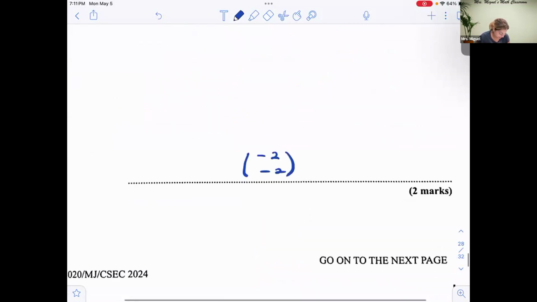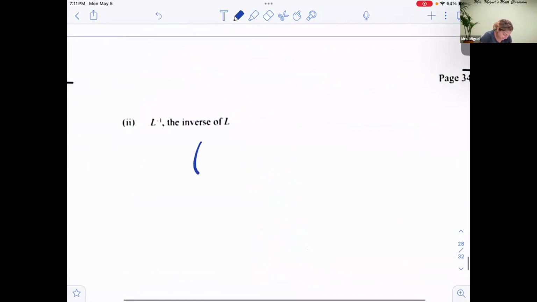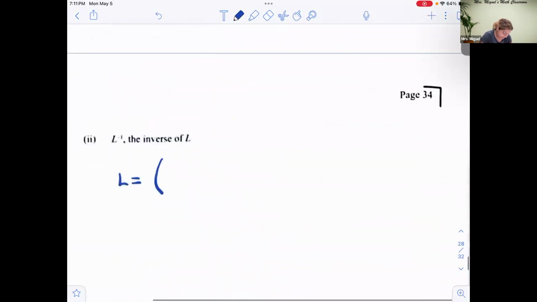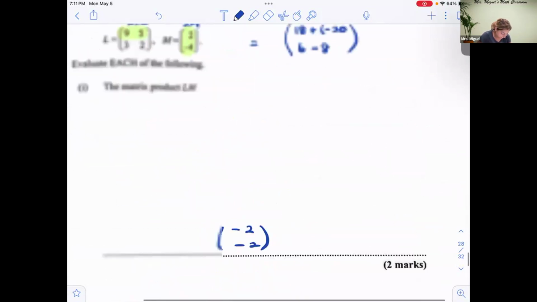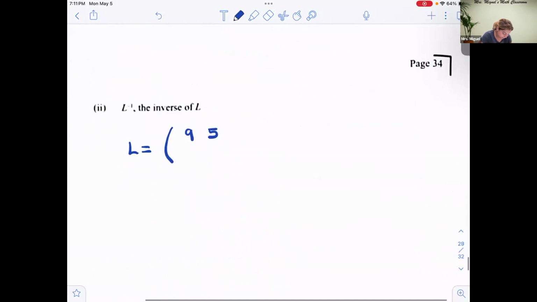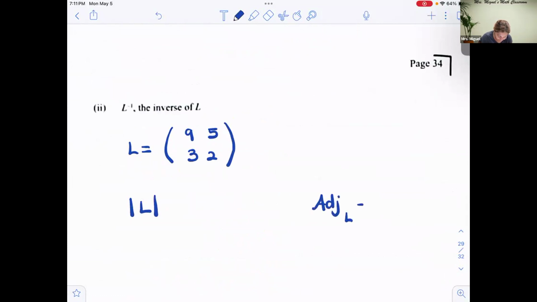We want the inverse of L. All right, so I write in the matrix L here, you find the inverse. 9, 5, 3, 2. So go ahead and find the determinant of L, then find the adjoint of L. Go ahead.